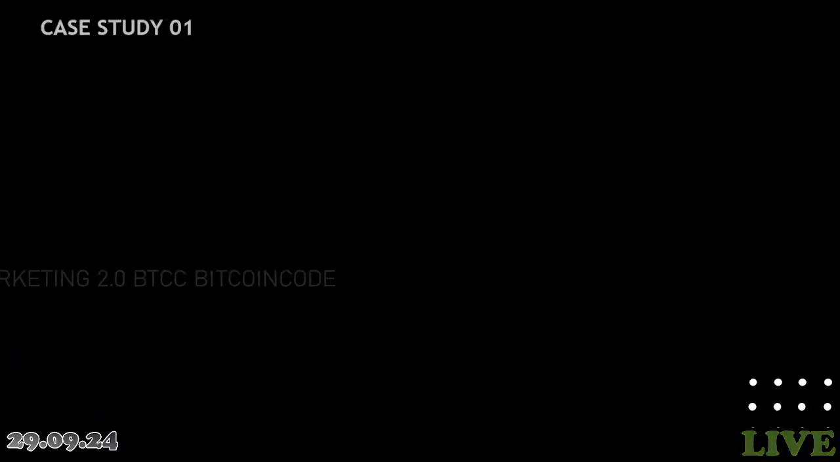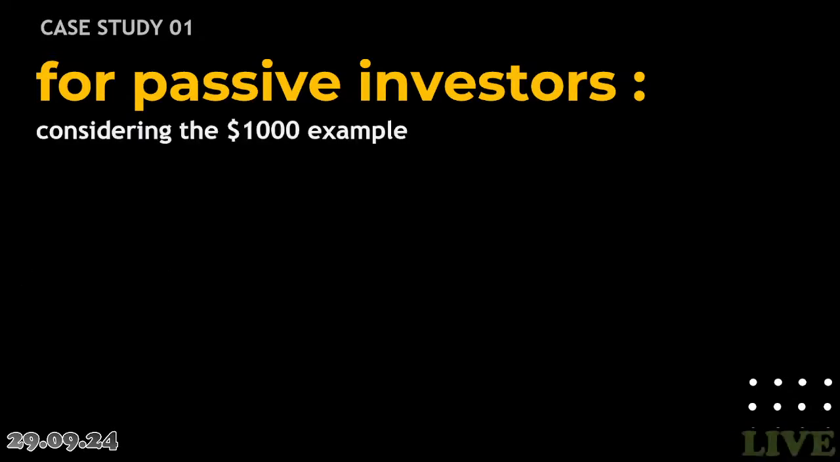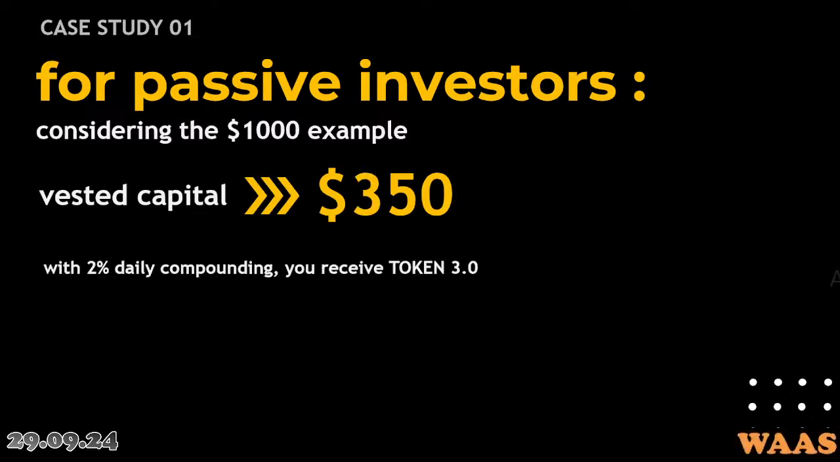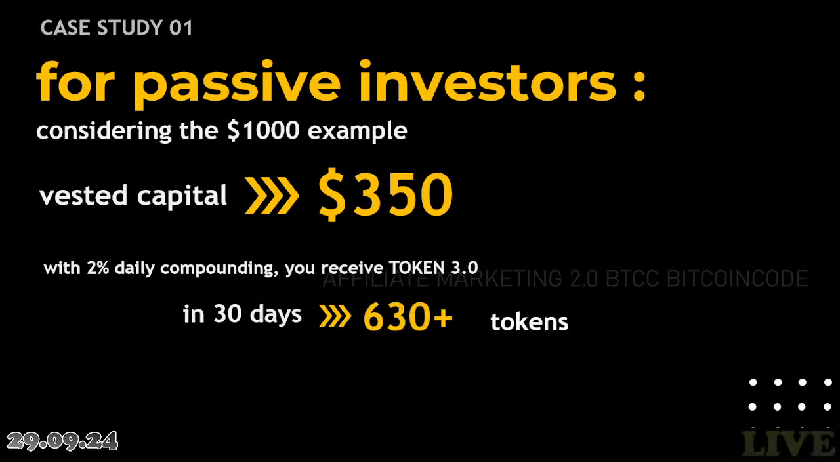So we'll have case studies, two case studies, one for passive investors and one for affiliate marketers. So first of all, we'll go through the passive investors one. Let us consider an example of $1,000. So with $1,000, 65%, that is 650, is gone in affiliate commission distributed. But with $350, this becomes your vested capital. And with vested capital compounded at 2% daily, you receive token 3.0. And like we have described, if you compound $350 at 2% daily, in 30 days, you will receive almost 630 tokens in 30 days.